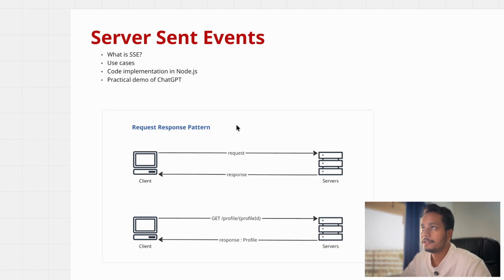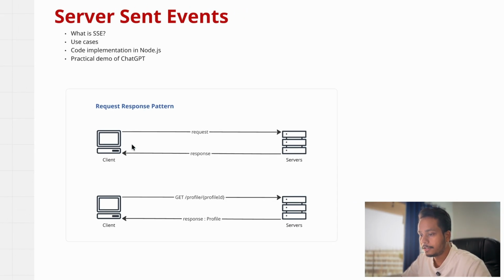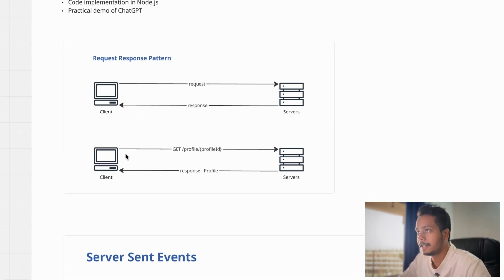Before understanding server-sent events, let's understand how the request response cycle works in client and server communication. Basically, this is a simple request response pattern. You have your client and you have your server. Whenever your client needs some data, it will send a request to your server, and your server will respond back to the client. Then that request response cycle completes, and your client gets the new data.